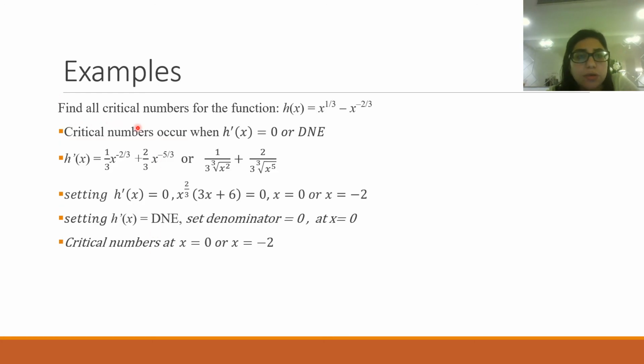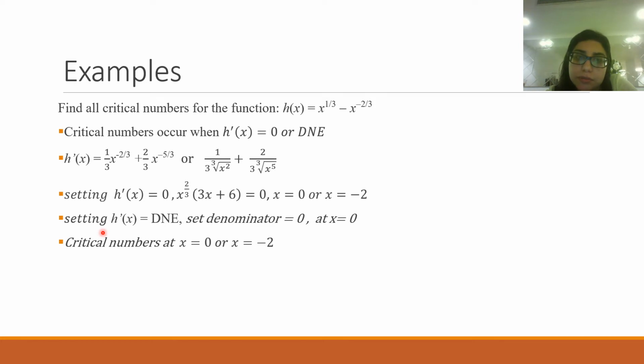All right, find all critical numbers of this function. Okay, critical numbers occur when the derivative equals 0 or does not exist. I will first try to make the derivative equal to 0. So I got the derivative of the function, and then I reformed it to know what's in the numerator and what's in the denominator. To set the derivative equal to 0, you set the numerator equal to 0, and I found the critical numbers at x equals 0 or x equals -2.